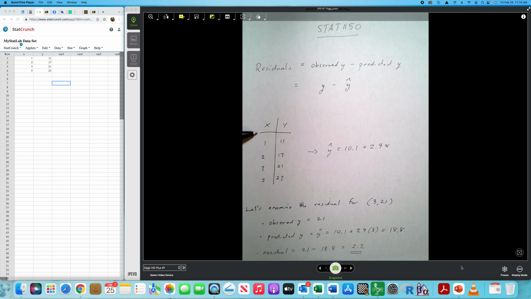Now I've given you just a small data set here. The first ordered pair is (1, 11), second (2, 17), and so on. I used technology to create the model. So the model, the line of best fit, is y hat equals 10.1 plus 2.9x.